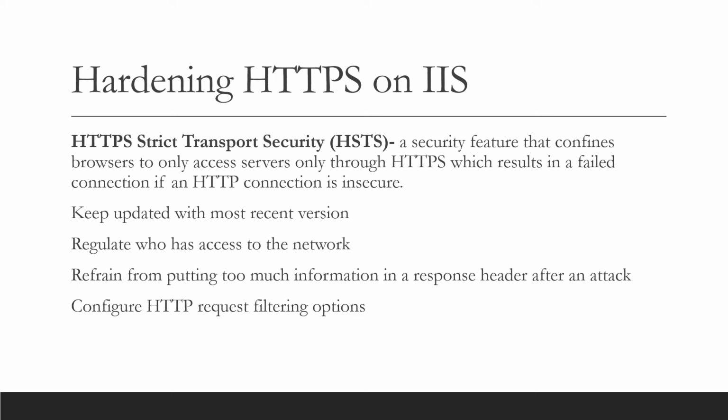Other forms of hardening are to keep the system updated with the most recent version so that any bug fixes could be resolved; to regulate who has access to the network, because any unauthorized personnel could be a threat to the information within the server; and to refrain from putting too much information in a response header after an attack, which can give the attacker a heads up as to what is being protected, how it's being protected, and what kind of protocols the server is using. And the last one is to configure HTTP request filtering options, which prevents potentially harmful HTTP requests from entering the server through a rule-based filtering protocol.